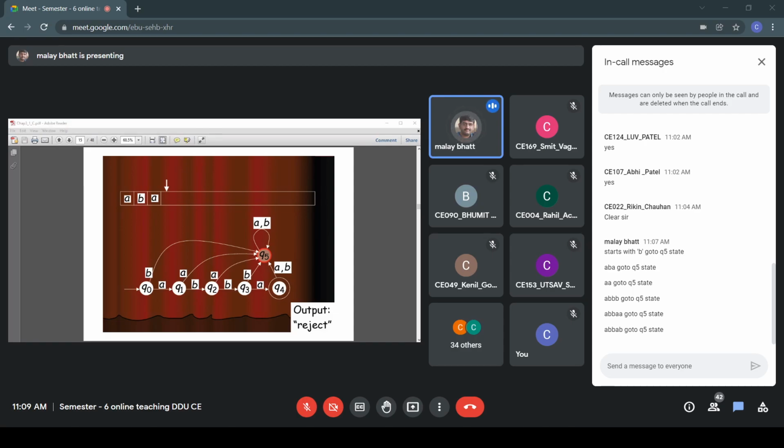Any query up to this transition? Are these two transitions clear? If you have any query, you can write it down in the chat window.